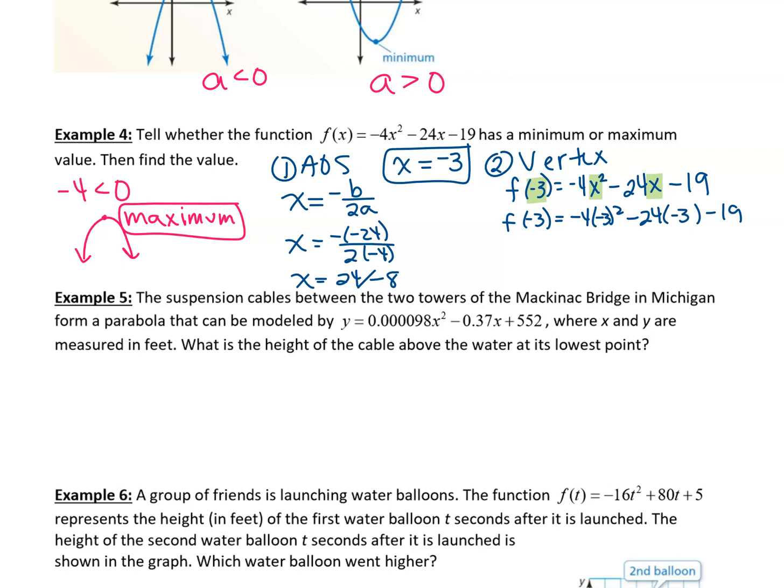So when you're doing this, go ahead and square negative 3 first. I would do as much of this in your head as you can. I wouldn't use a calculator until we get to the really ugly numbers. So negative 3 squared is 9. 9 times negative 4 is negative 36. And then we have a negative times a negative, which is a positive.